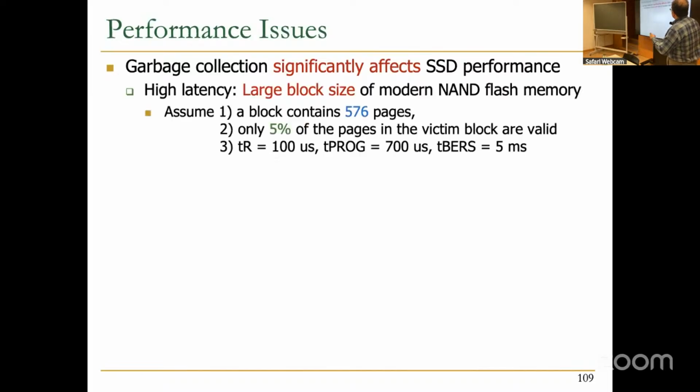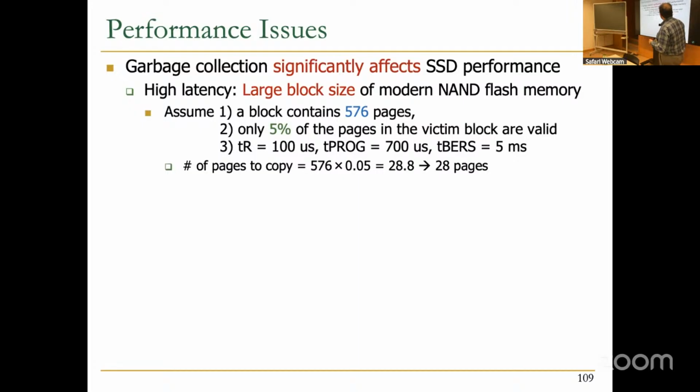Okay, so garbage collection actually causes a lot of performance issues. For example, a block can contain 576 pages. If you assume that only 5% of pages in that victim block are valid, you need to copy 5% of this number of pages somewhere else. So you need to read and program, and the number of pages that you need to copy is around 28. Garbage collection latency is going to be at least 28 times reading and programming, and also erasing, essentially.